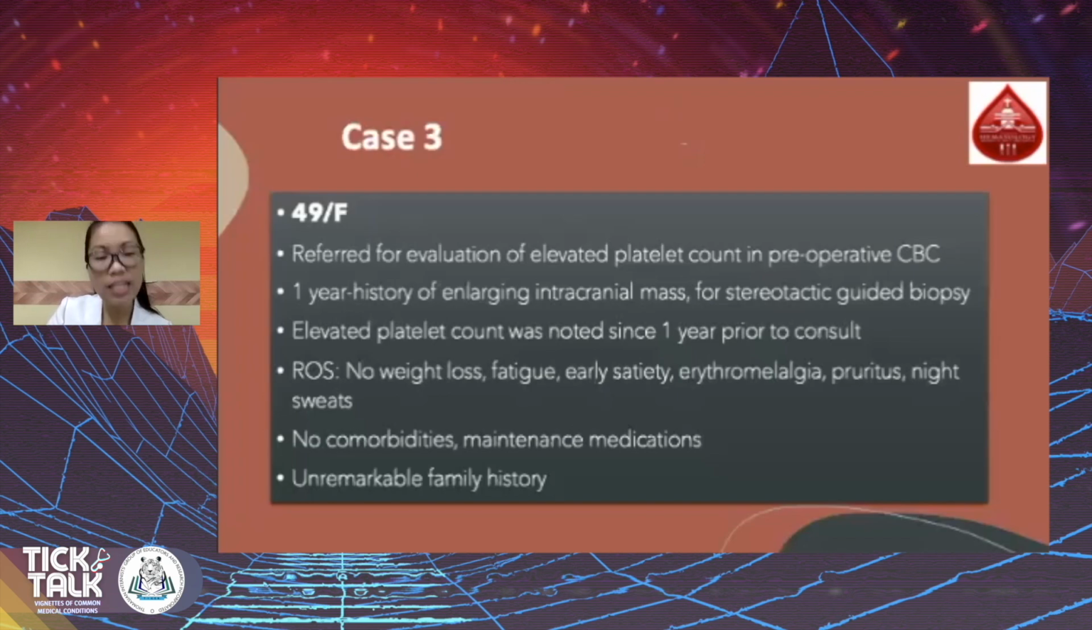Our last case is that of a 49-year-old female who is referred for evaluation of elevated platelet count incidentally found from a preoperative CBC. The patient has a 1-year history of an enlarging intracranial mass, and she is planned for stereotactic guided biopsy. Elevated platelet count was noted since 1 year prior to consult. Her review of systems has no B symptoms. She has no comorbidities nor maintenance medications, with unremarkable family history.